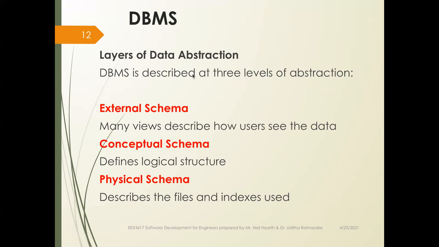DBMS has a schema. Schema is views. Now, external schema, conceptual schema, physical schema. These describe the files and indexes that are used. I will say what these indexes and files are. They define the logical structure. Many views describe how users see the data. DBMS is described at 3 levels of abstraction. Here, DBMS has 3 levels: external, conceptual, and physical.